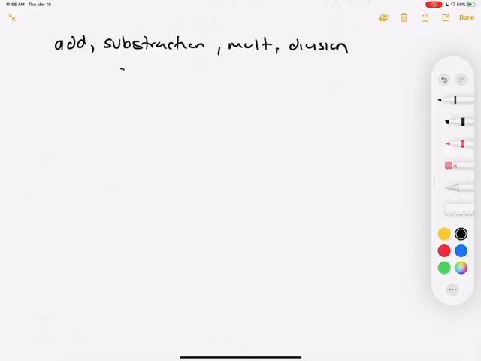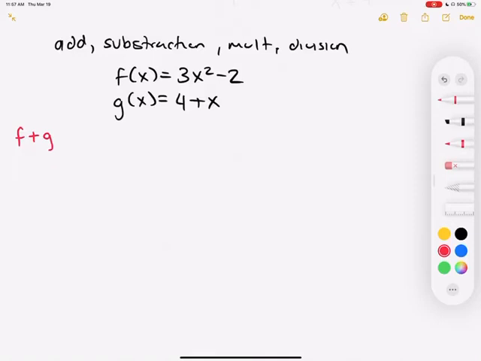So for example, if I have two functions, I'm just going to call the first function f of x, 3x squared minus 2. And if I have a second function, I'm just going to call that g of x, just so that they don't have the same name, 4 plus x. Just two random functions. We can add them up, we can subtract, we can multiply, and we can also divide those two functions. If I'm adding those two functions, I'm going to come up with the name f plus g of x.